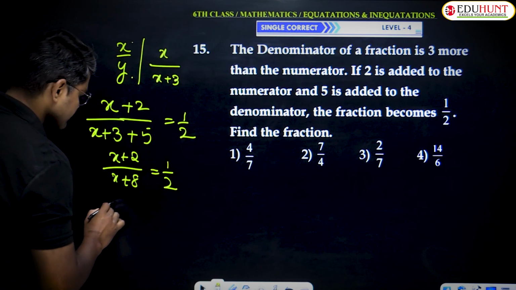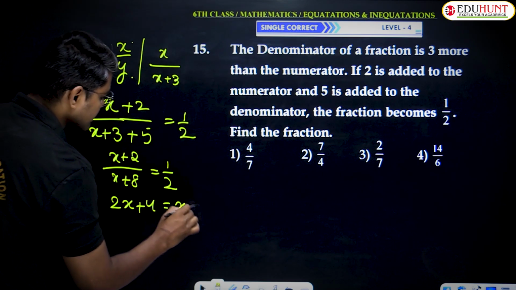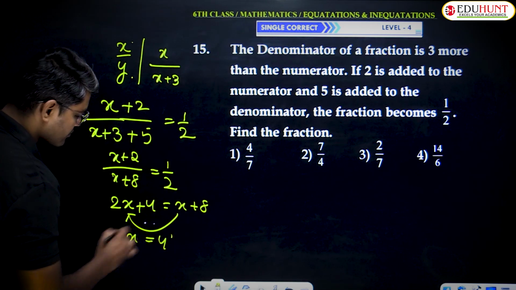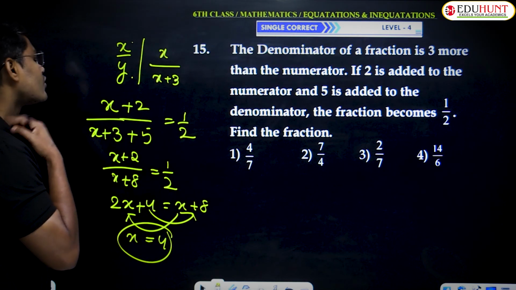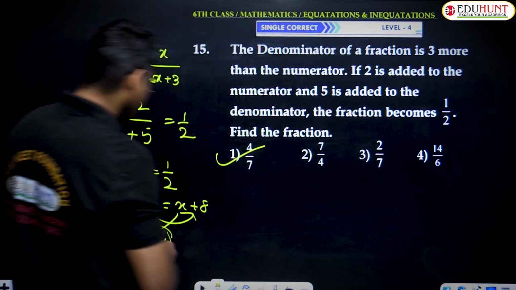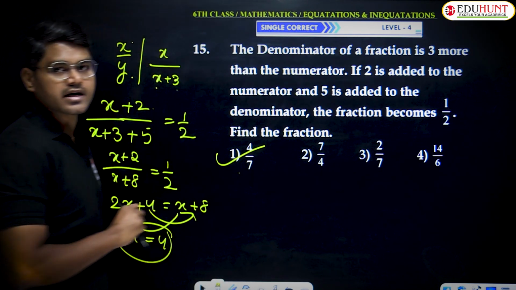Cross multiplication, 2x plus 2 2's 4 is equal to x plus 8. So, x is equal to 4. So, x is equal to 4 is the numerator only, and the denominator is 4 plus 3, 7. So, option 1 is the correct answer for this question.